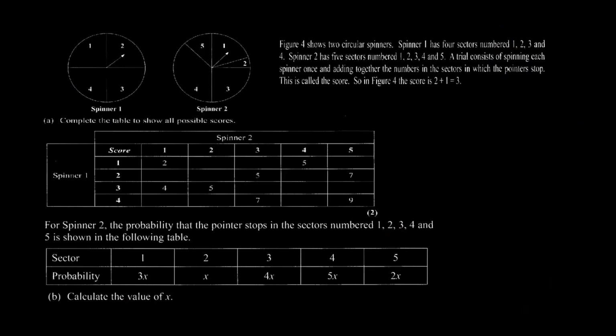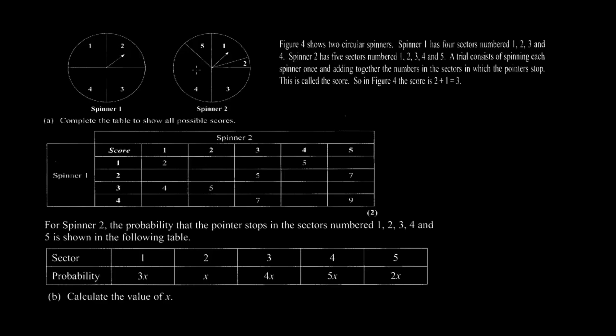This is a probability game sum. That means they're going to tell you how the sum has to be played. So there are two spinners. The first one has 1, 2, 3, 4. So you spin this needle and you get a score.